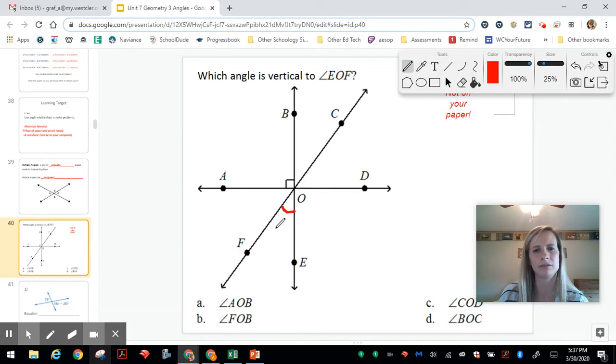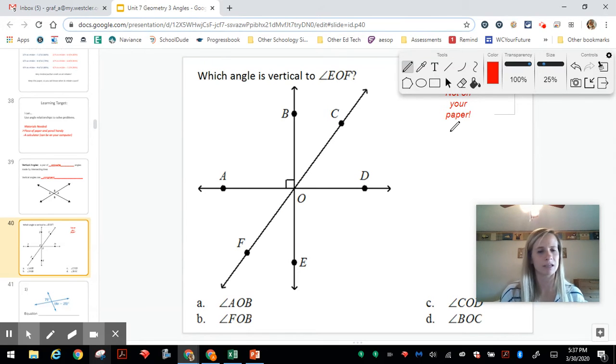So here's EOF. Where am I going to go to opposite? Boom, up here. There. If I look at them, they're both acute angles. This is the one that's opposite. That's the one that's equal. If I was going to name it, I can name it BOC, or I can name it COB. In this case, the choice was there, BOC.